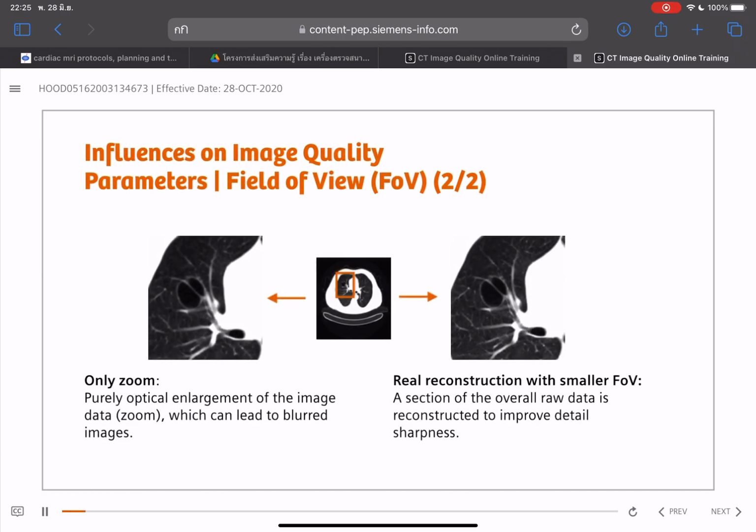Let's now compare using the magnification tool, that is, the optical zoom function, with performing real reconstruction directly from the raw data with a smaller field of view. As you can see in the two CT images from the lung, purely optical enlargement of the image data, or zoom, leads to a blurred image impression, while real reconstruction with a smaller field of view shows improved detail sharpness.